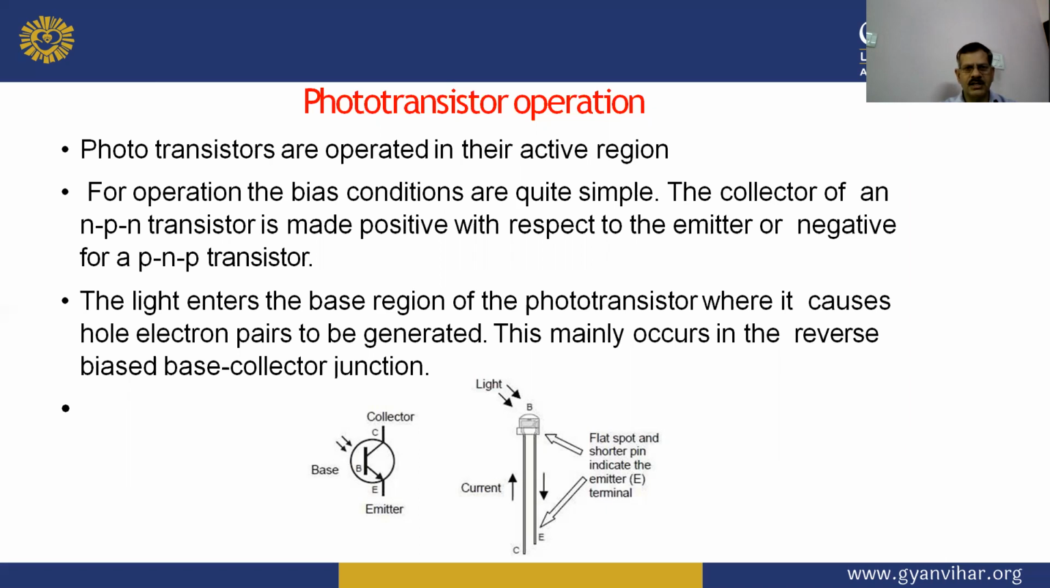The light enters the base region of the phototransistor, where it causes hole-electron pairs to be generated, and these hole-electron pairs generate the currents in this device. This mainly occurs in the reverse-biased base-collector junction. So in this case, we keep the base-collector junction in a reverse bias condition. So here is a symbol of a phototransistor.